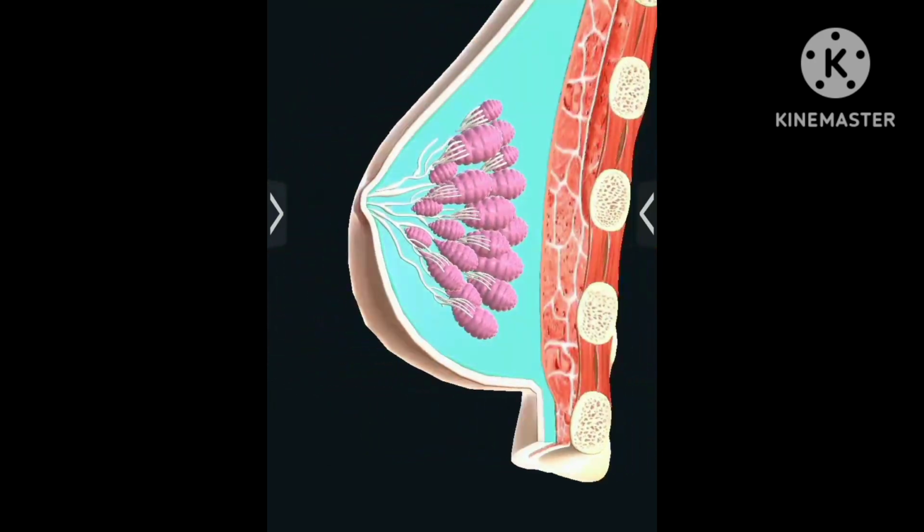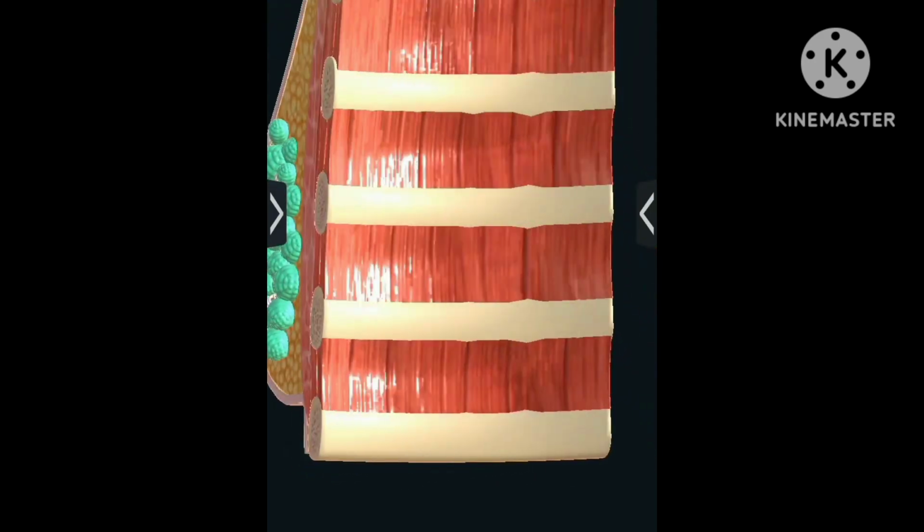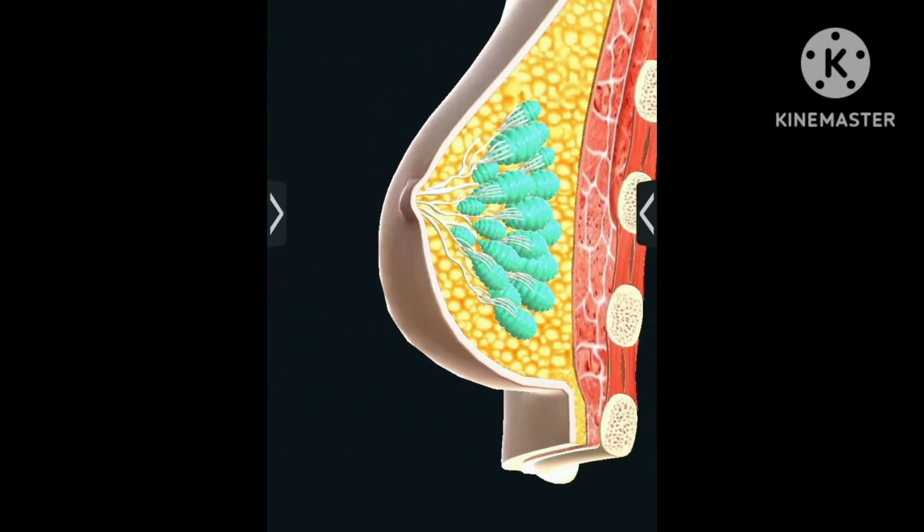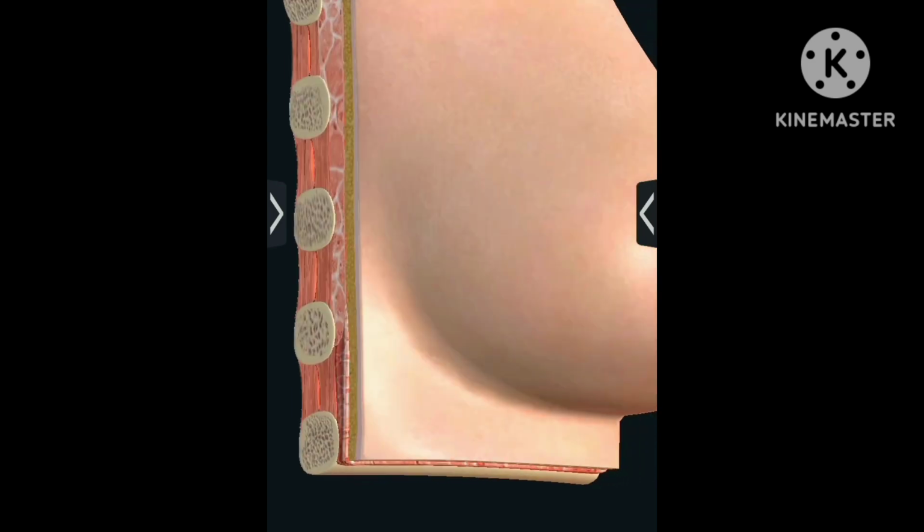A mammary gland is an exocrine gland in mammals that produces milk to feed young offspring. Mammals get their name from the Latin word mama, breast.